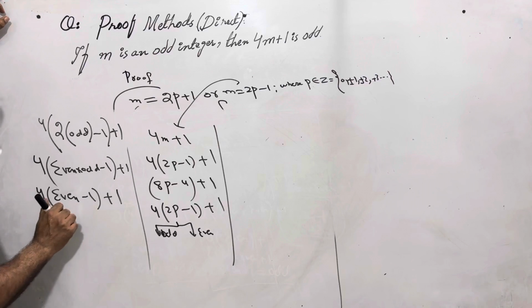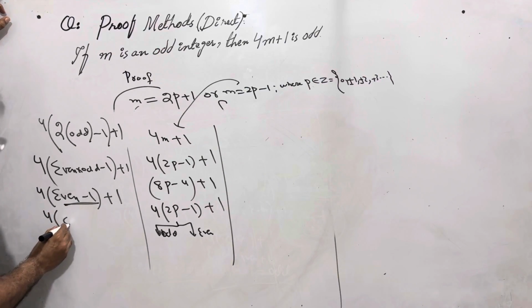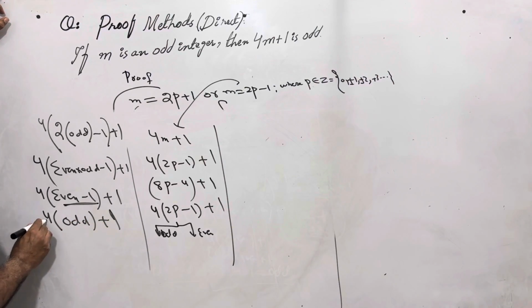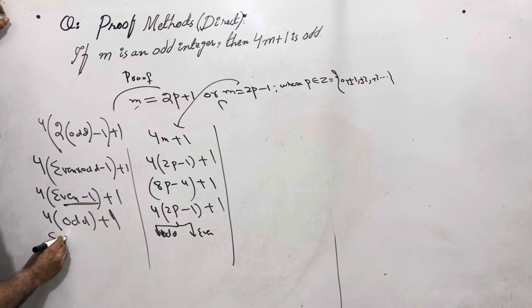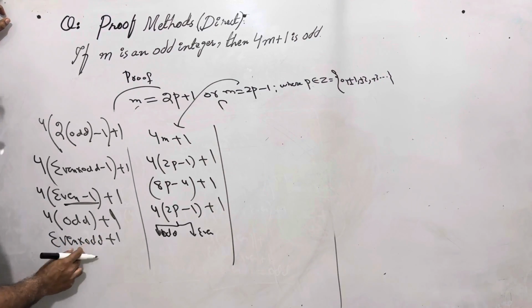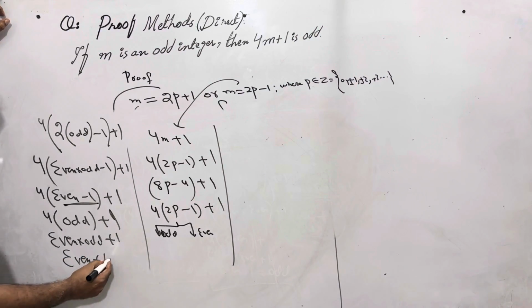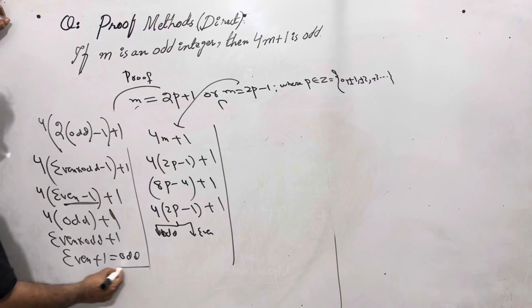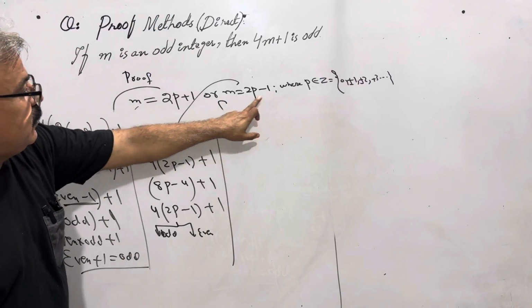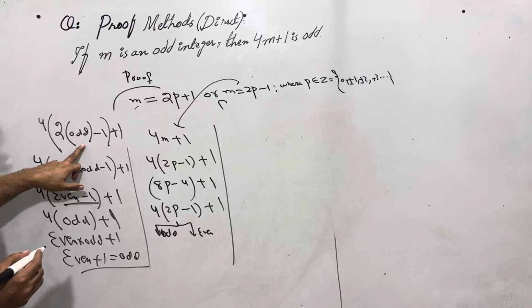Even minus 1 always results in odd. So we have 4 times odd plus 1. 4 is even, and even times odd is always even. If we add 1 to the even, it always results in odd. So 4m plus 1 is again odd whenever we have taken p odd.